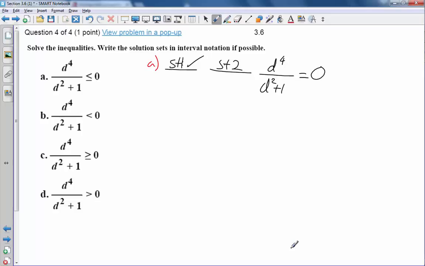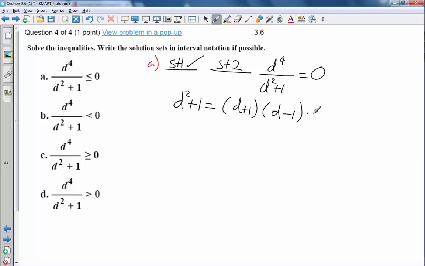Either you have a long polynomial on the numerator, no denominator, or you have a fraction. Always factor, factor, factor. Now I'm wondering, can I factor this denominator d squared plus 1? Can you factor that? D plus 1, d minus 1? Good. d squared plus 1 breaks as d plus 1, d minus 1. Agree? You're close, but we're missing something.